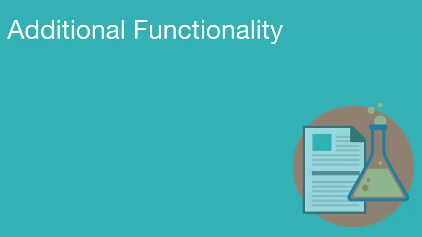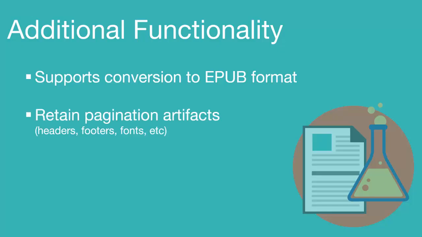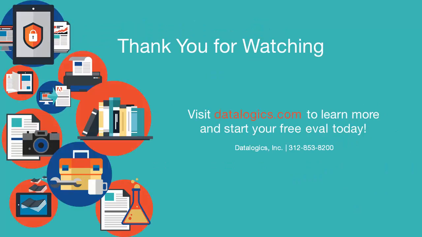I should note that in addition to the HTML output that we have been reviewing, Alchemist supports conversion to Epub format. It also has additional options for retaining pagination artifacts such as headers and footers or removing them from the HTML output. Alchemist also supports splitting the output into multiple HTML files based on the PDF page ranges or bookmarks, and also supports flattening PDF acroforms.